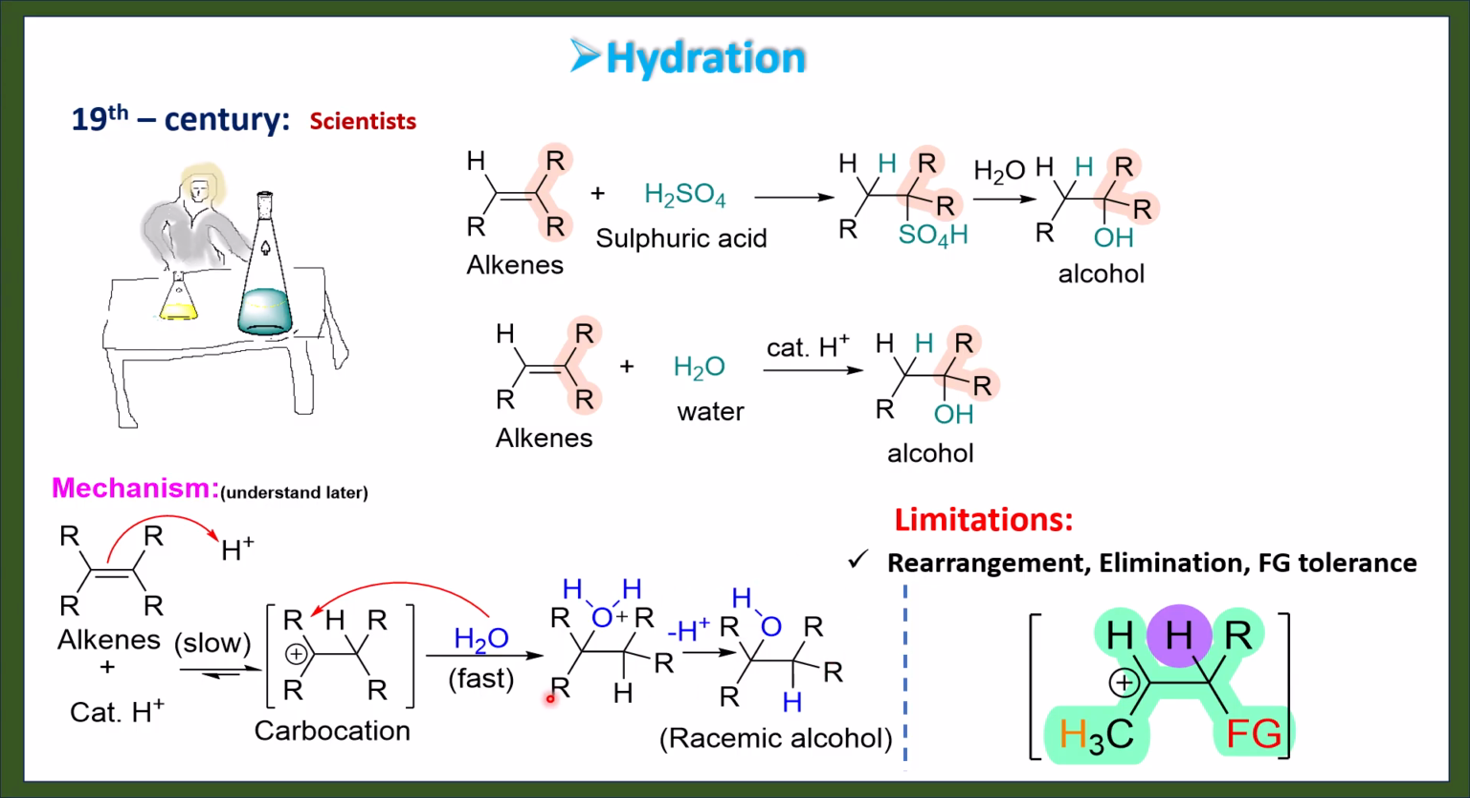A racemic alcohol is formed because this happens through a carbocation intermediate. A limitation of these hydration reactions is that as the carbocation forms, rearrangement can happen. A group may shift sometimes, and elimination is also a side reaction. Functional group tolerance is also an issue: if any functional group is attached to the olefin, it may be sensitive to the acid catalyst.